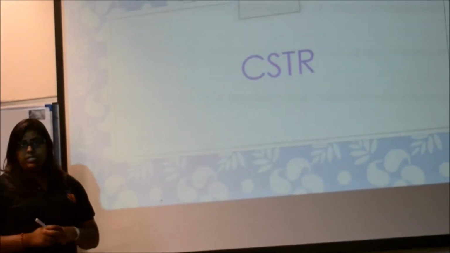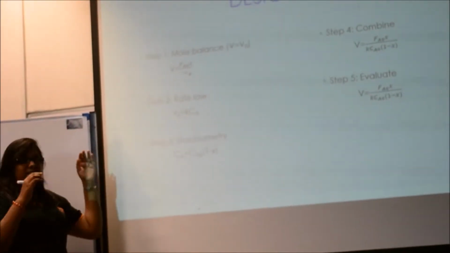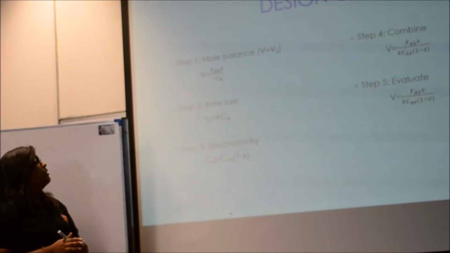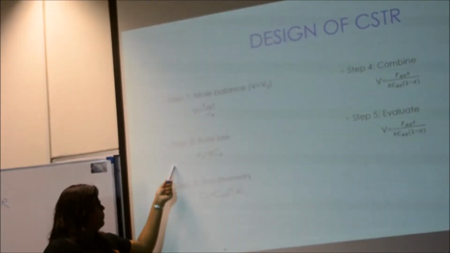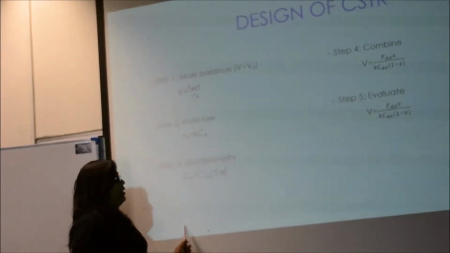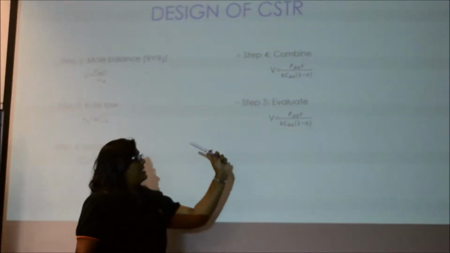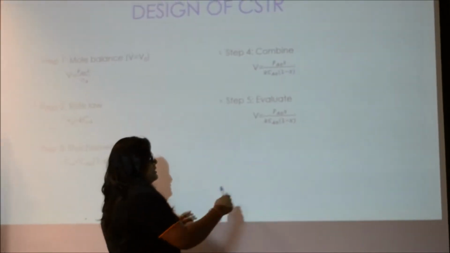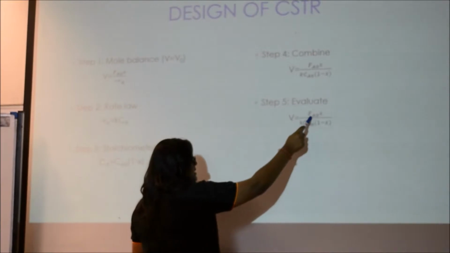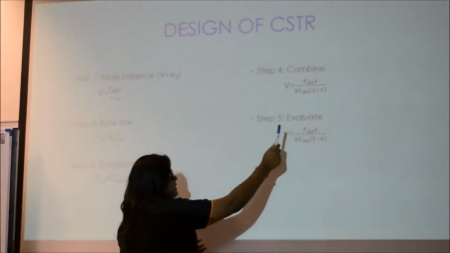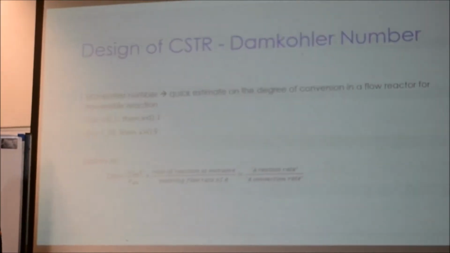Now let's move on to a CSTR. This is a design of a CSTR. We use the same 5 steps. First, we check out the mole balance, and then we continue with the rate law, and then we find the stoichiometry, which is the concentration basically, and then we combine, and lastly we evaluate. As you can see here, in the batch reactor, we determine this as NA0, but here it is FA0. This is the difference. You have to pay attention.